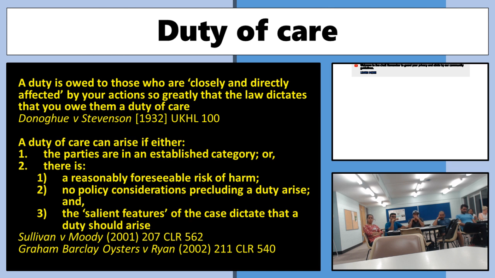After that case, these things started to be mapped out a little bit more. Graham Barclay Oysters v Ryan, for example, involved some people who owned an oyster farm. The question is, was somebody who was flushing things down a river further away, did they owe other people in and around that river a duty of care? Strictly speaking, it's not an established category. And what the court said is, look, you have to look at all of the factors that relate to this.